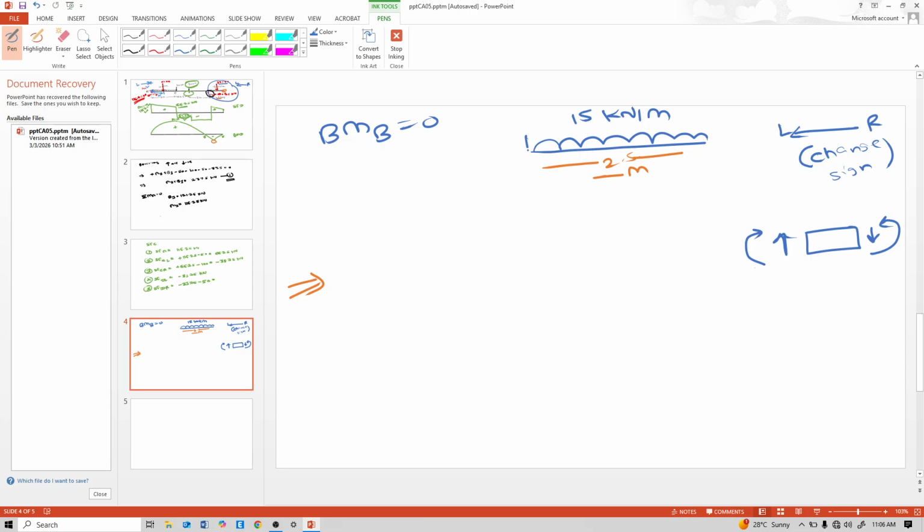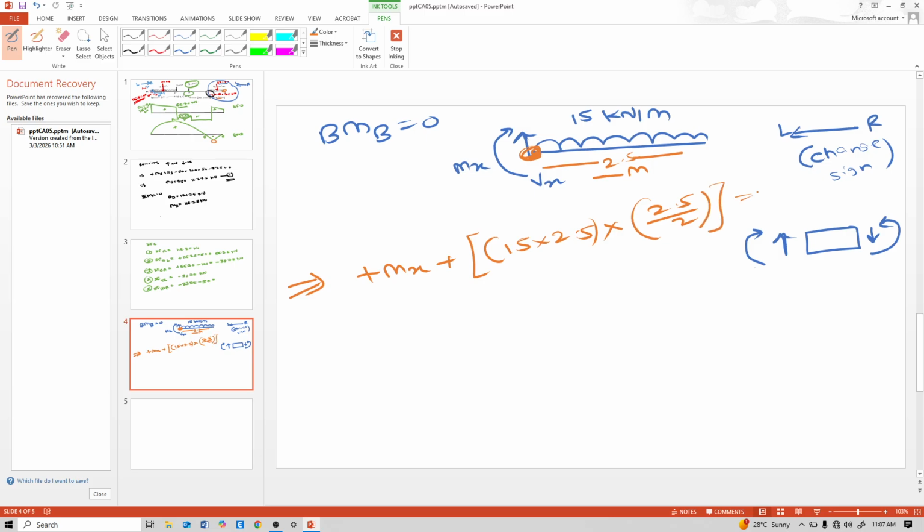See, this movement is like this: this is Vx, this is Mx, and we need to calculate the moment at this point. This Mx is positive because it is clockwise. This 15 kilonewton is 15 into 2.5. This is a concentrated point load acting on this beam at a distance of 2.5 by 2. So this is correct. So Mx is equal to 15 into 2.5 into 2.5 by 2. It is 46.875.